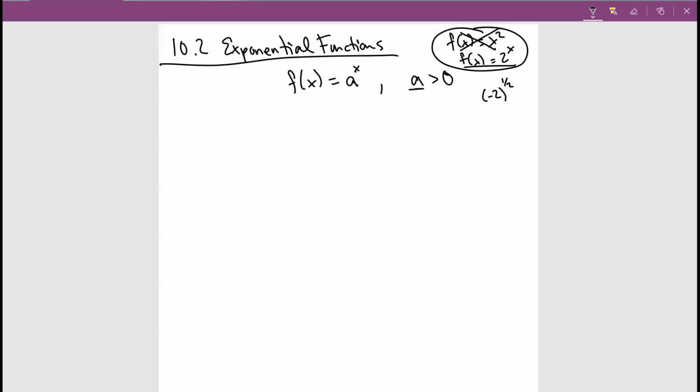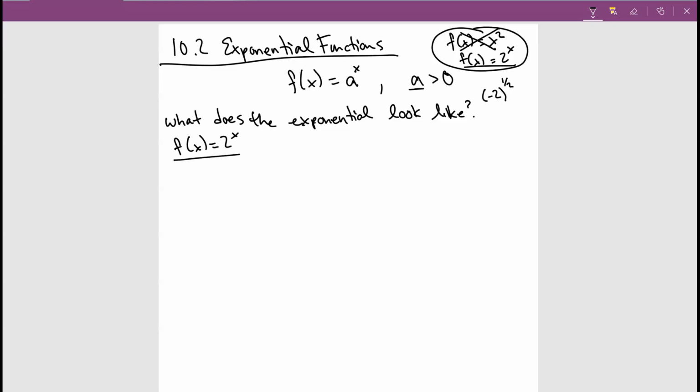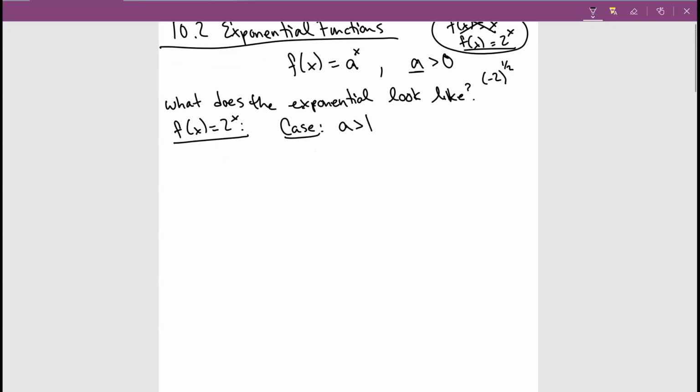So, before we start solving equations and seeing where exactly this occurs, the first thing that we want to see is what exactly the exponential function looks like. So if I were to graph it, what does the graph look like? Well, let's first start off with f of x equals 2 to the x. And this is going to be the case where the value of a is greater than 1. And you'll see why we're taking this case.